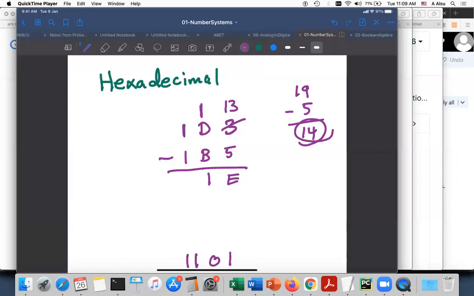Okay? So this is the hexadecimal subtraction. It's just the same way we did it in decimal and binary. Okay? But instead of adding 2, like in binary, if we borrow in hexadecimal, we add 16.